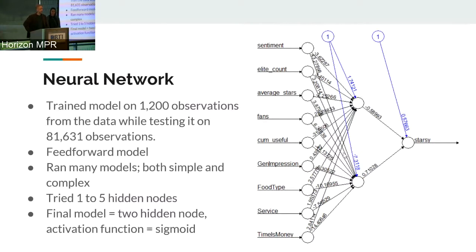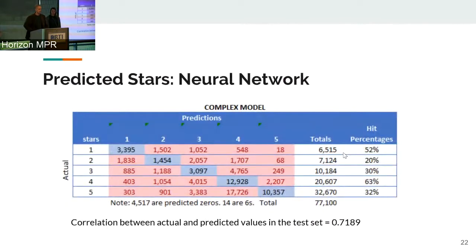The model that you're looking at had the highest level of predictability in order to predict the stars. It had 2 hidden nodes, but we tried 1 to 5, and our final model had 2, with an activation function of a sigmoid, or a logistic activation function.